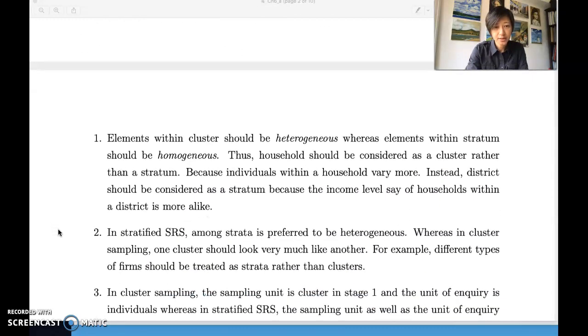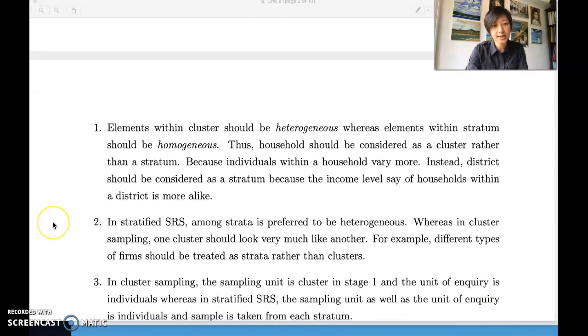First of all, like we mentioned earlier, very importantly, elements within the cluster should be heterogeneous, whereas the elements within a stratum could be homogeneous. Right? So we want to capture most of the differences within the cluster. Let's say a household would be a very good example of a cluster, because a household would have quite some of the differences between the individuals within it.